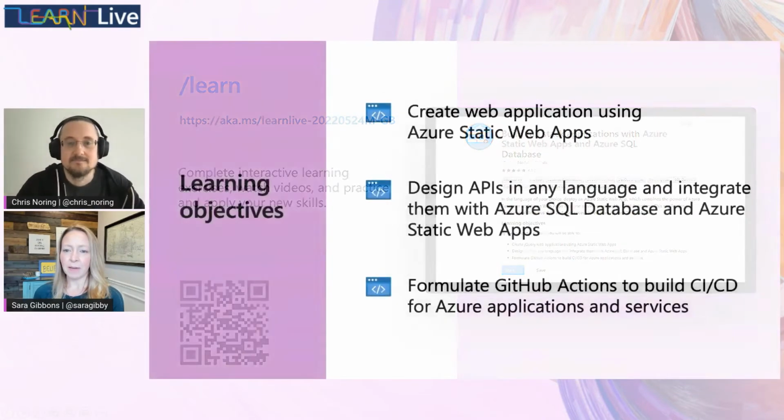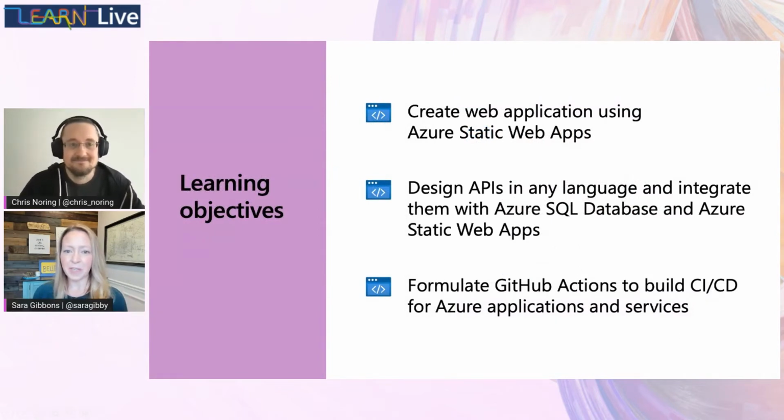Let's get to our learning objectives. For this module, we're going to create an Azure Static Web App. We're going to talk about APIs and SQL database. This module is really cool. It gives you options in different languages. I think there's C#, Node, and Python in this module. Chris will walk us through some database and some APIs. Then we get to look at some GitHub Actions to build the CI/CD pipeline and how those get deployed.